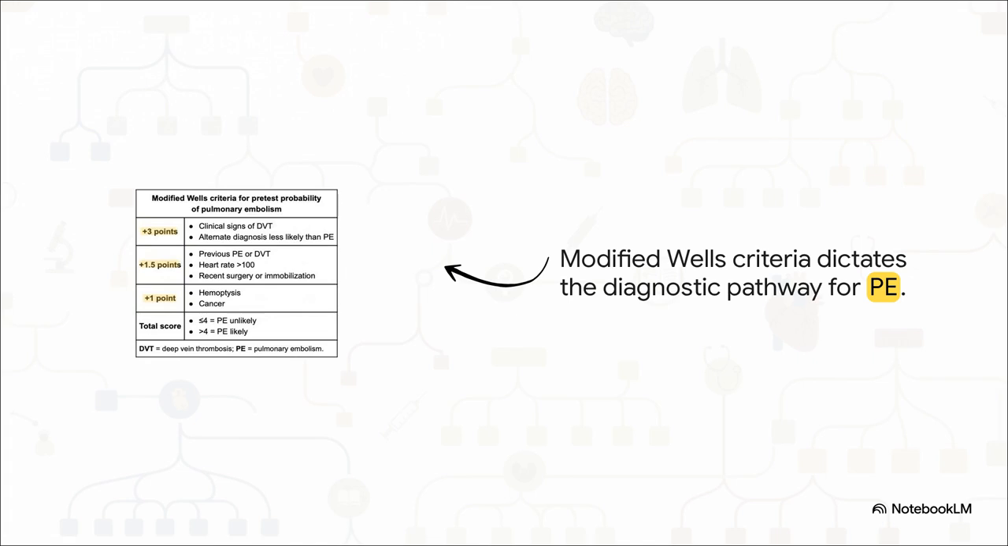If the score is 4 or less, PE is unlikely, so you branch off to a D-dimer. But if that score is greater than 4, PE is likely, which branches you directly to immediate anticoagulation, followed by CT angiography. The score itself is the fork in the road.